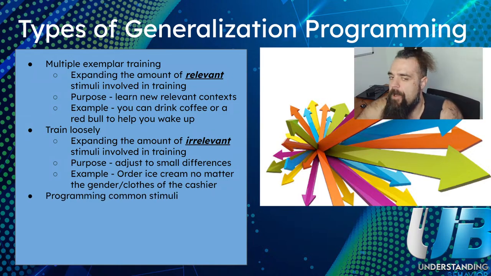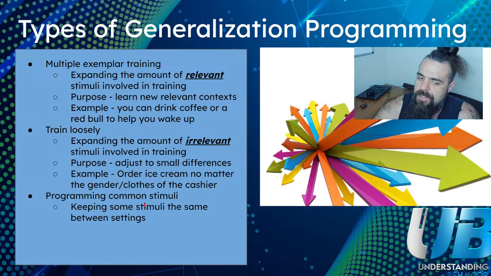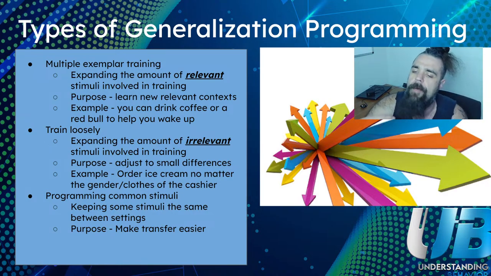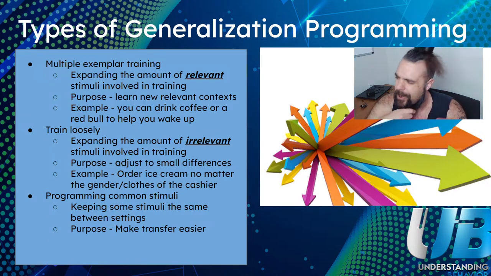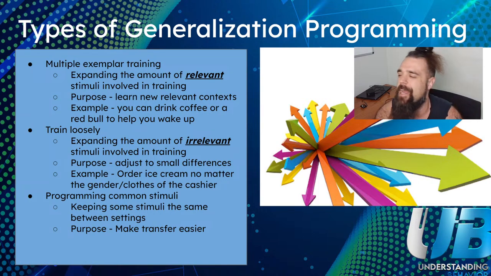All right, let's check this next one. Programming common stimuli. The main word you want to focus on here is common. So this is keeping some stimuli the same between our settings. That's what the word common means here, sameness between our settings. So usually we're looking between a training and a testing setting, or a training and a naturalistic setting. The purpose of this is to help make transfer of this skill easier to the newer setting. So we're keeping some things familiar from the setting that they are already familiar with, which should hopefully make the skill in the new setting easier to do.